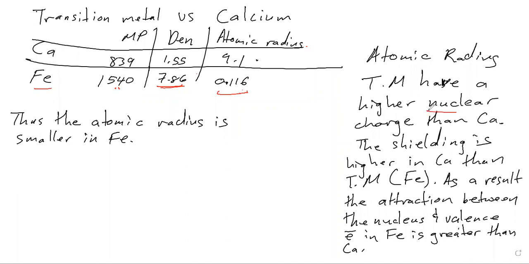What you need to remember is this part about the nuclear charge. If I mention the general trends, you use the nuclear charge to explain the trend in atomic radius, and the shielding. So the reason why the atomic radius is smaller for iron is because of the attraction between the nucleus and the valence electrons. And the reason why the attraction is so high is because of the higher nuclear charge. Remember, nuclear charge is the number of protons in the nucleus.